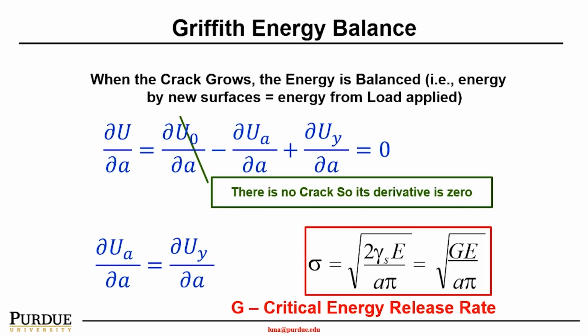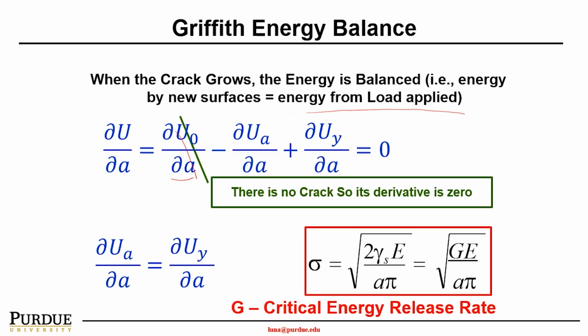By looking at the energy balance approach, this is very easy to understand. When the crack grows, the energy is balanced, right? So the energy created by the new surface should be equal to the energy from the load applied. If we apply the derivative over the crack size, since this is the elastic uncracked area, there is no derivative. So therefore here it would be 0.